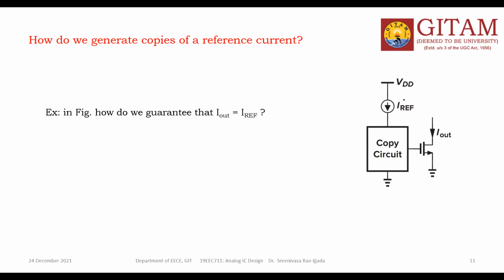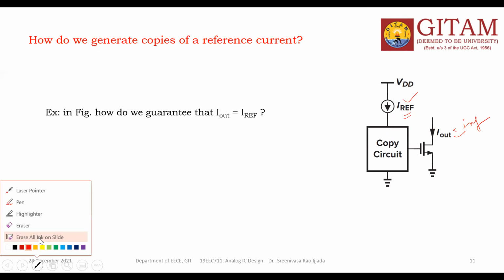This is my reference current source. This is already designed, and I out should be I reference. That is what I want. So you cannot connect the current wire like this. I told you. If you want to copy the same current to here, we need a copy circuit. Clear? Yes.